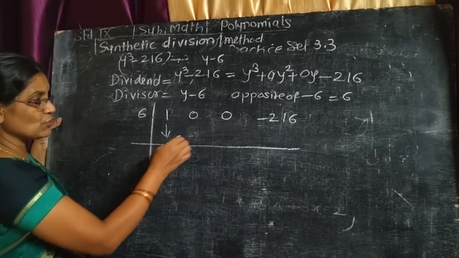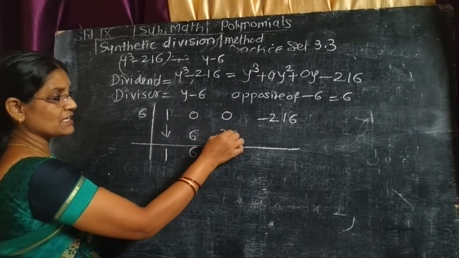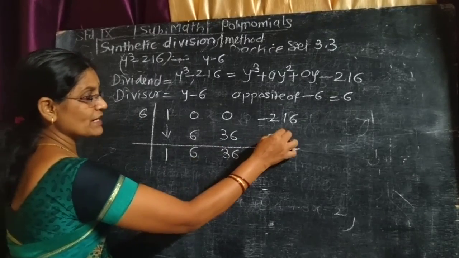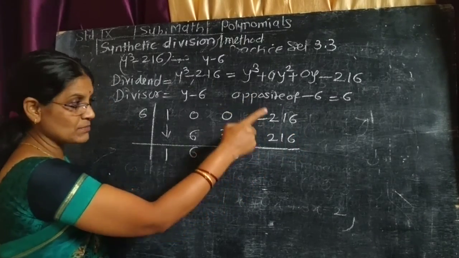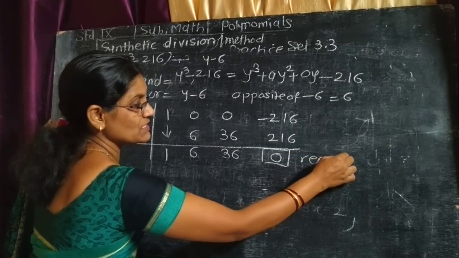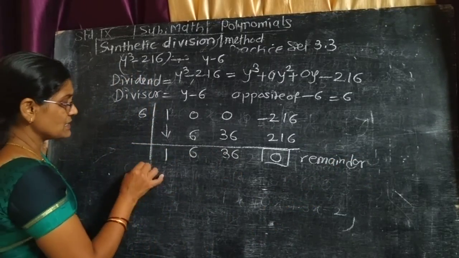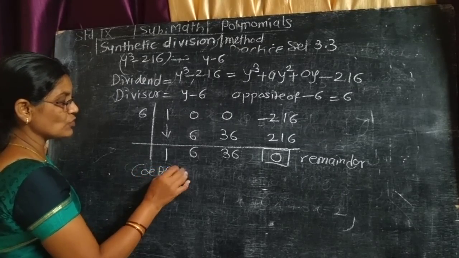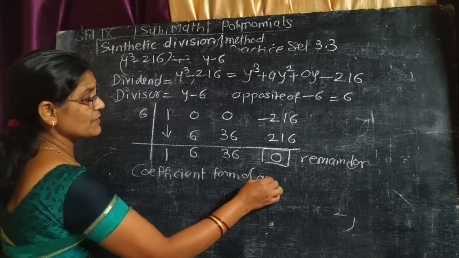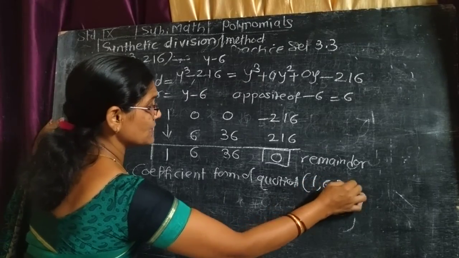Now this 6 into 1 means 6. 0 plus 6, 6. 6 6s are 36. 0 plus 36. 6 into 36, 216. Minus 216 plus 216, 0. And that 0 means last number of this step, that is the remainder. Now this 1, 6 and 36, that is the coefficient form of quotient. Coefficient form of quotient is equal to, in bracket, 1, 6, 36.